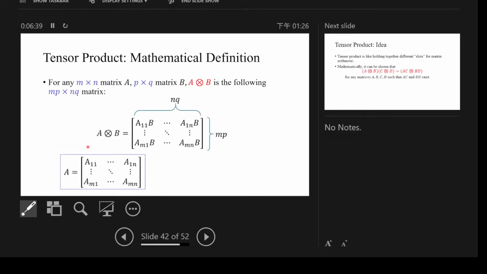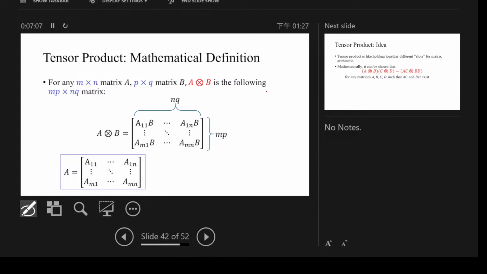Okay. And then next we go over tensor product. We went over this very quickly last time, so let's go through it a bit slower and in more detail. Okay, so tensor product, mathematically the definition is just a way to multiply any two matrices of any dimension. Okay, and it's different from usual matrix multiplication.